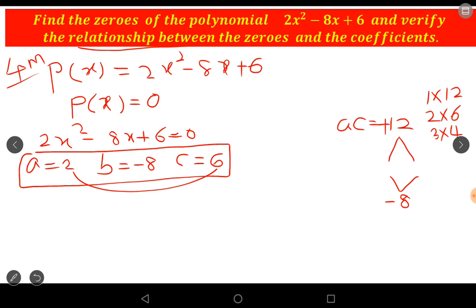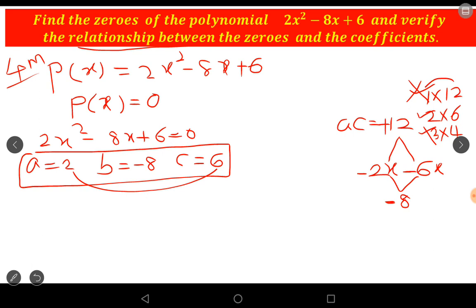Product is 12. 3 values possible. But the sum is only 1 possible. 1 plus 12 is 13, wrong. 3 plus 4 is 7, this one is also wrong. So 2 and 6 is the correct one, but minus 2, minus 6, because the sum is minus 8. So minus 2x, minus 6x.